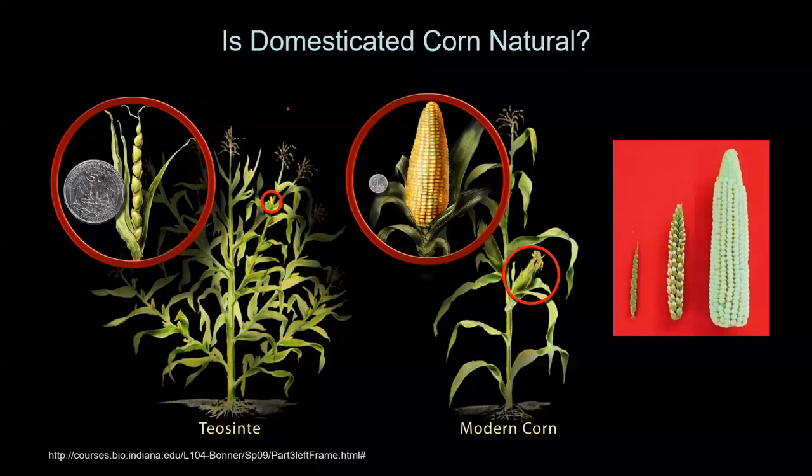So maybe you've eaten corn. Corn is a plant that cannot grow naturally. The plant has no way to propagate itself in the wild. The only way corn can grow is through humans. In fact, it's been a bit of a mystery for a long time where corn even came from, because there's nothing like it in the wild. This is the closest relative of corn, and we think it is the wild version of corn.